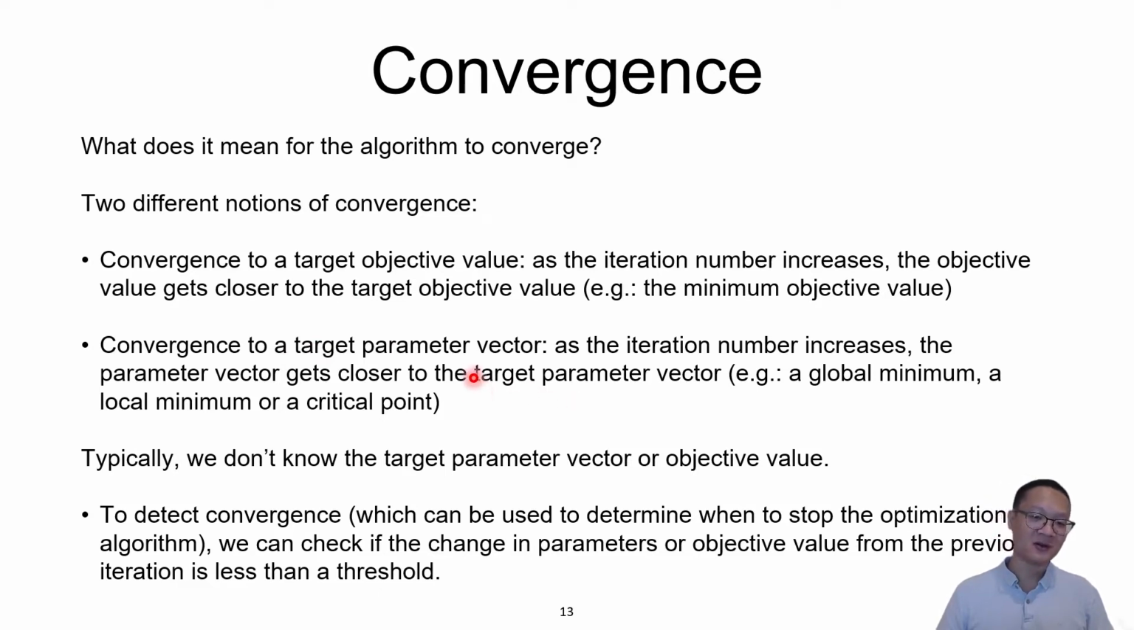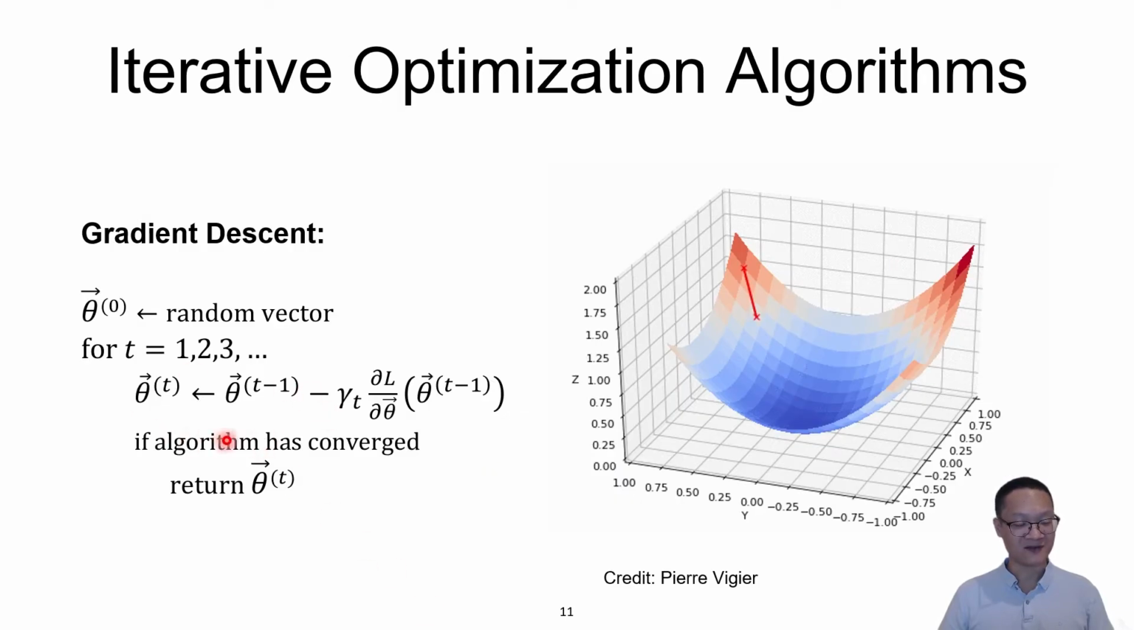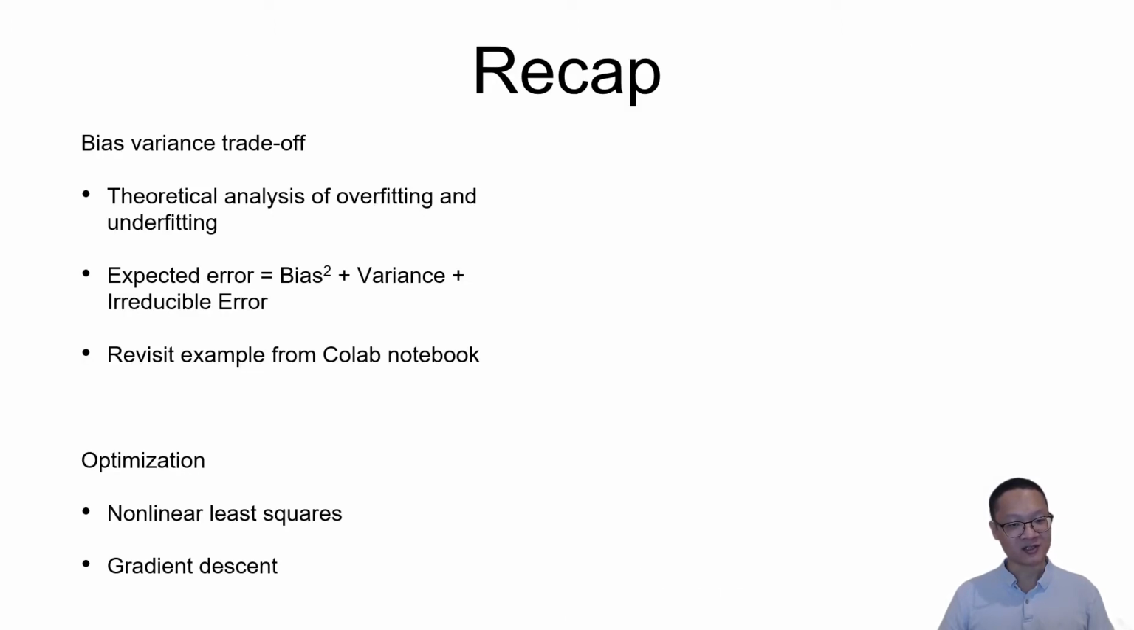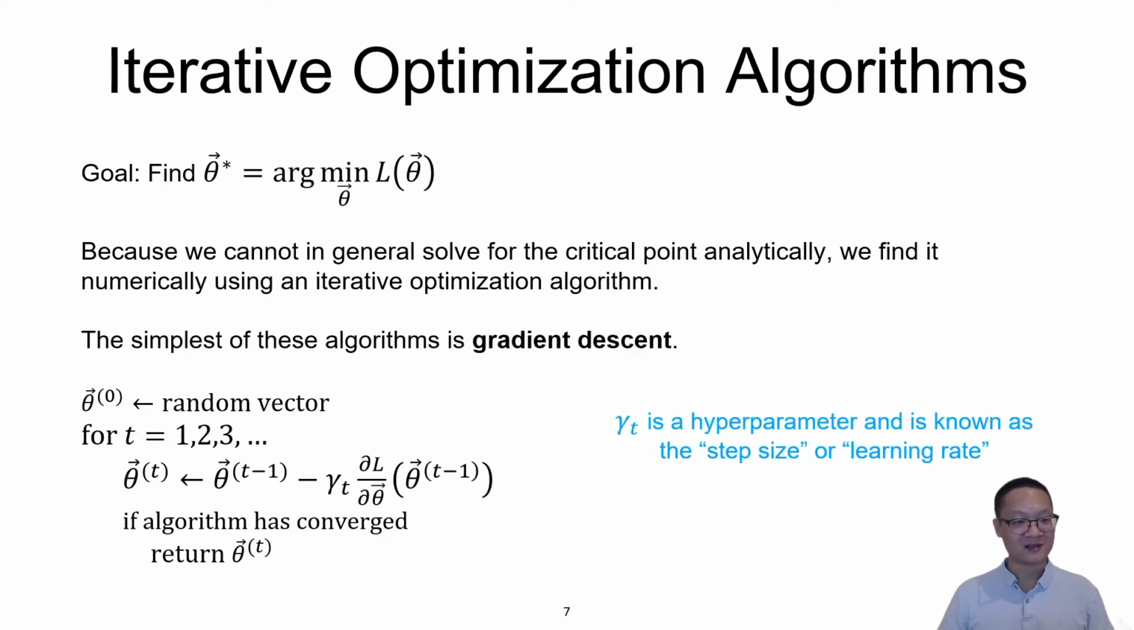Usually we don't really know what the best objective is and what the best parameter is. In fact, we're trying to find them. So then we have to use a proxy to detect convergence. Typically, we simply compare theta t with theta t minus 1, and if the change is very small, then we say the algorithm has converged. Alternatively, we could look at the value of L evaluated at theta t minus 1 and compare that with L evaluated at theta t. And if the difference is very small, we also could say that the algorithm has converged.